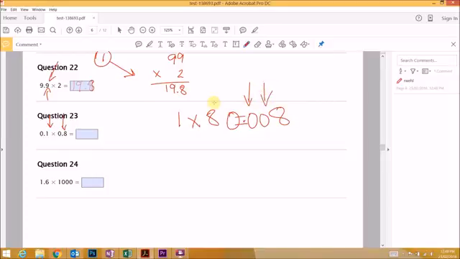decimal, sorry, that is incorrect. We only need 2 decimal places, one of which will be that 8. So our answer will be 0.08.